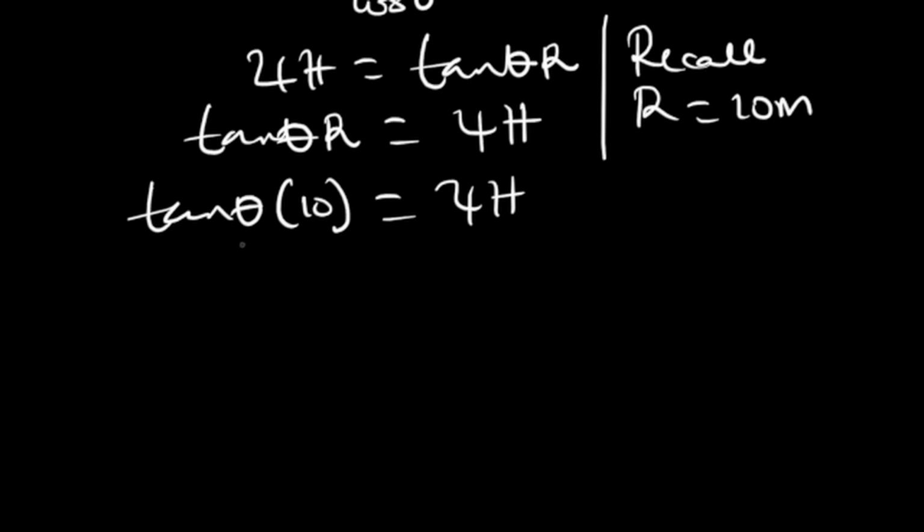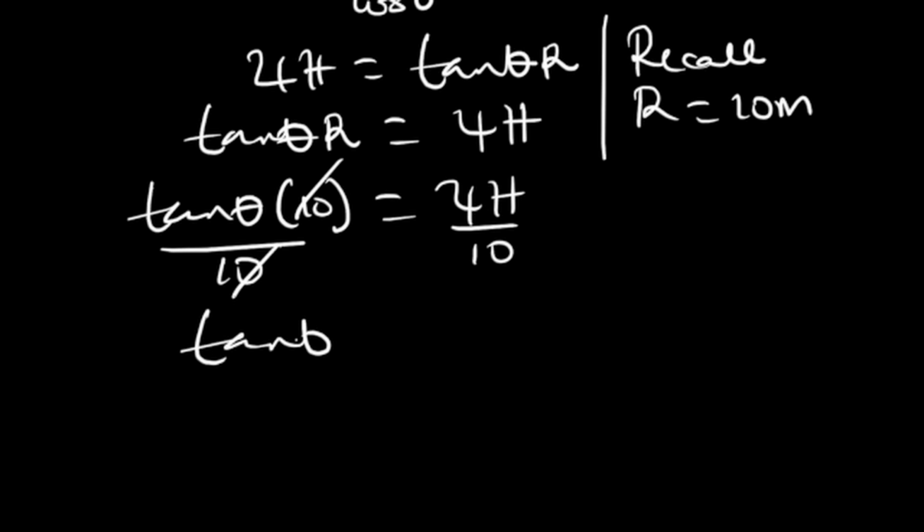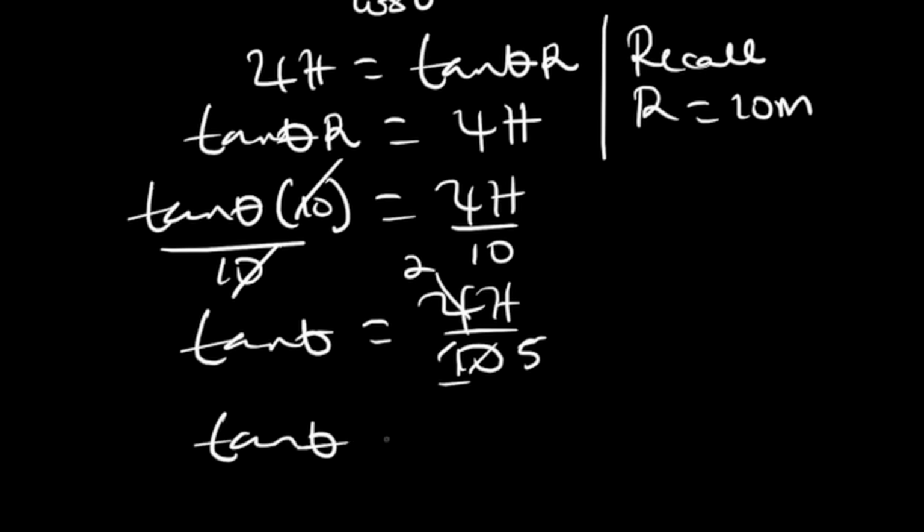Now, to isolate tan theta, what do we do? We simply divide both sides by 10. The 10 on top cancels out with this, and we're left with tan theta is equal to 4h all over 10. But 4h over 10 is a fraction that can be reduced further. If you divide 4 by 2, you have a 2 left, and if you divide 10 by 2, you have a 5 left. So we now have that our tan theta is equal to 2h over 5.